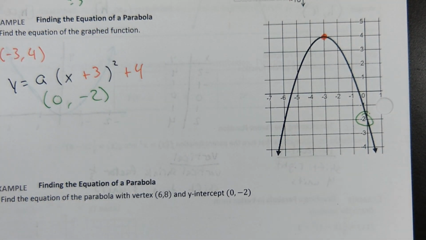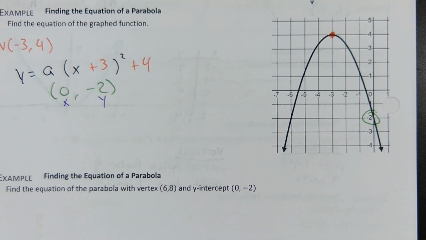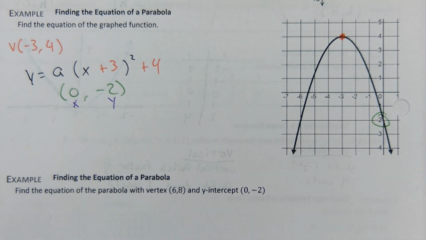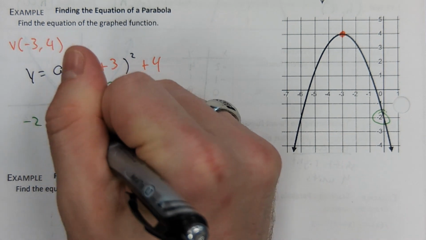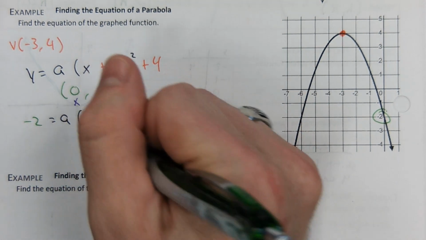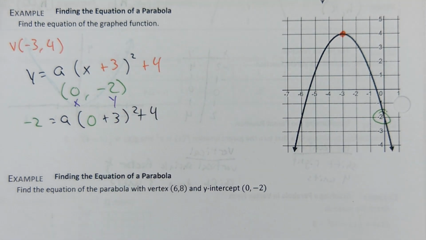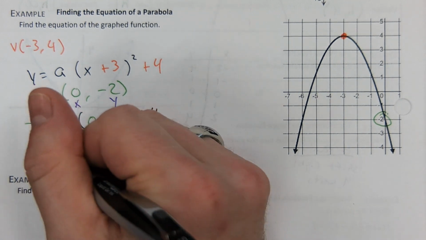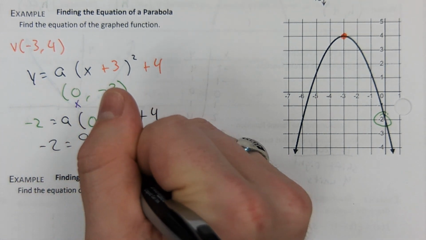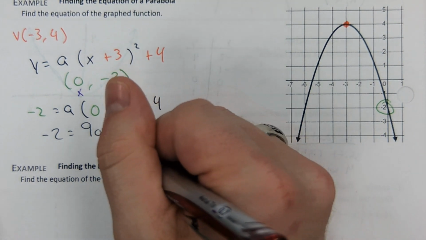Because 0 is an x value, and -2 is a y value, I can substitute that x and that y in. So we say -2 is a that we're going to find, times 0, then we got that +3 still, and this +4. a is now the only letter we have in the equation. We can easily get it by itself. 0 + 3 is 3, and 3 squared is 9. Just get a by itself. Subtract 4.